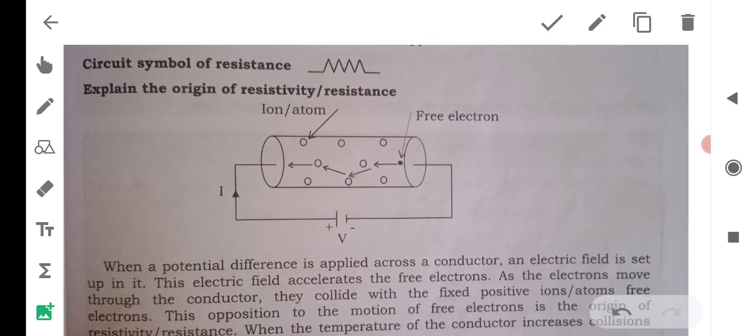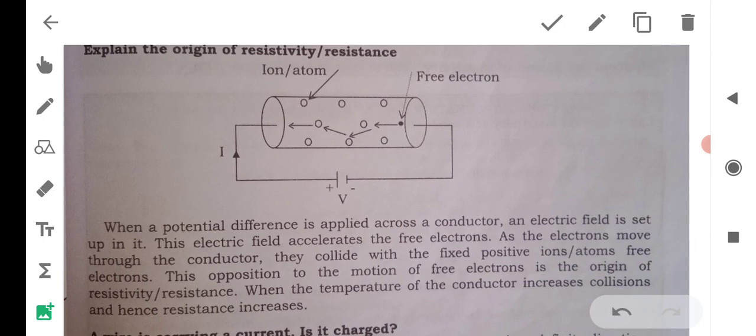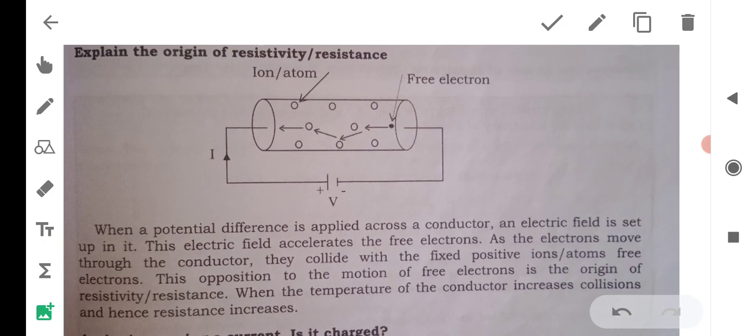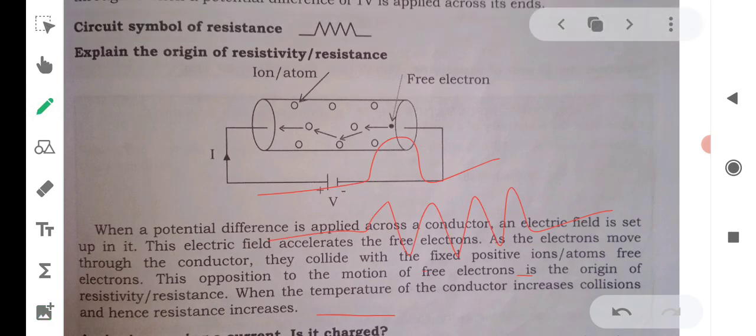The origin of resistivity, how resistance comes about. Dear students, I just explained this one, and once again I am discussing it. For example, in this diagram we are observing electrons flowing. Now we are applying a V amount of potential between the two ends of the conductor.